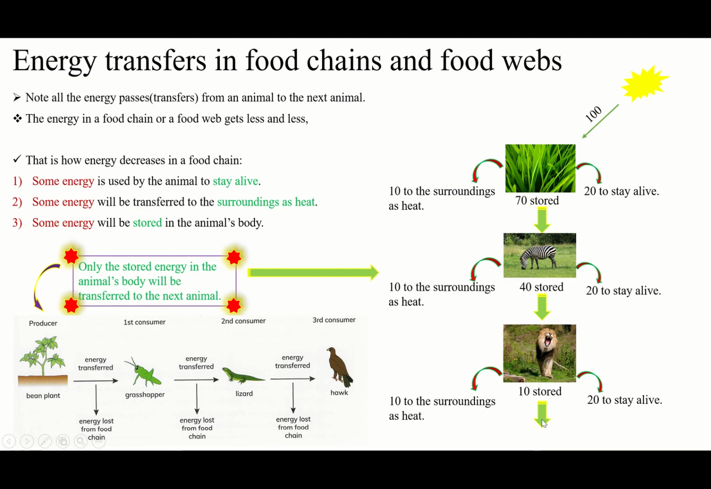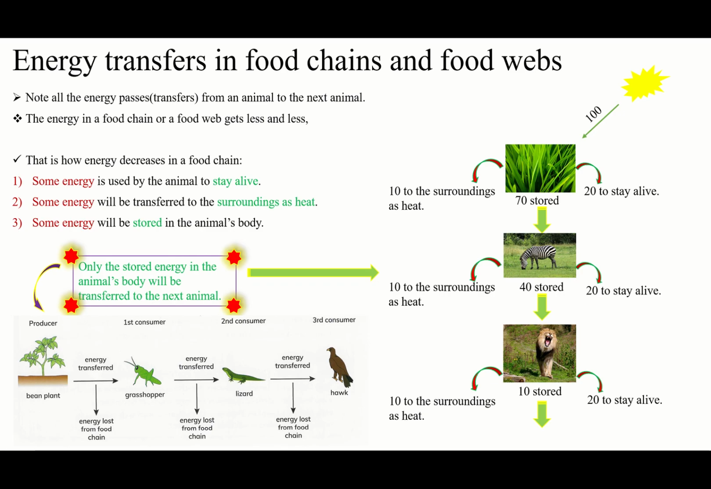Let's say this 10 will transfer to the next animal, and this next animal will use, let's say, 4 to stay alive, to the surrounding. 6 will be left. 6 will transfer to the next animal. This 6, 2 to stay alive, 1 to the surrounding, 3 will be left. This 3 will transfer to the next. You see, after each step, this energy will decrease.